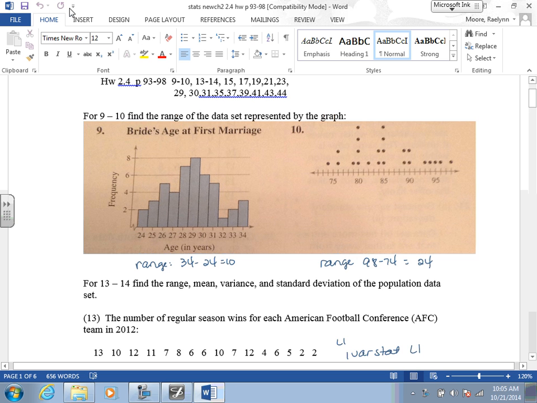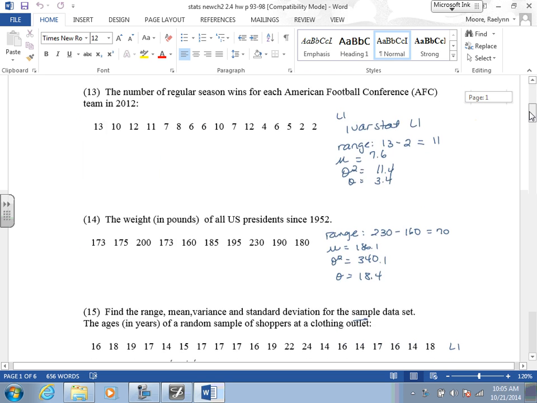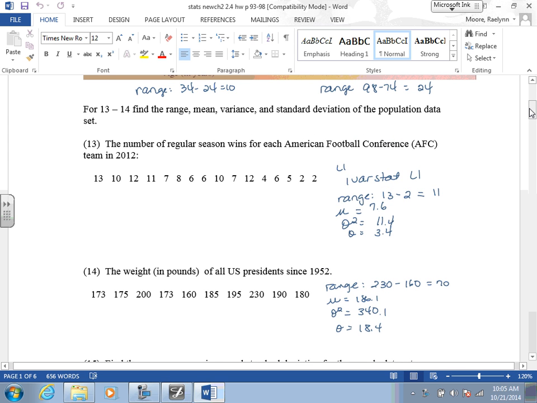Everybody was good with the range. These are populations, they first told us, but also these are all for each of the American football teams in the conference. So that's all part of the calculation.